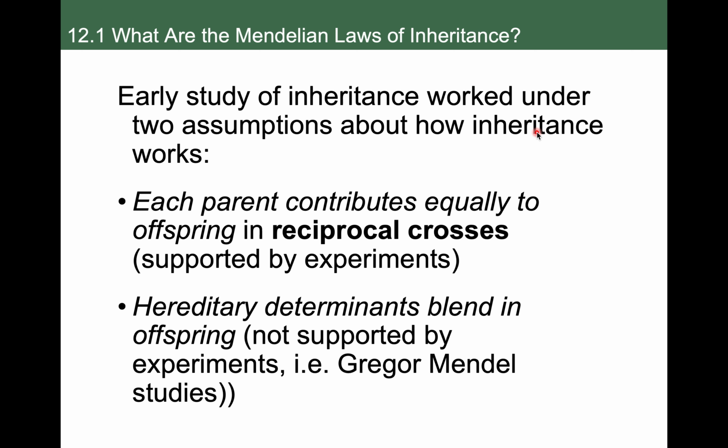And what he was really trying to test was some of these basic assumptions at that time, mid 1800s, basic assumptions of how inheritance worked. So one was that each parent contributed equally to the next generation, and that idea was supported by his experiments. The second kind of long held belief was that these hereditary determinants, which now we would call genes, that idea wasn't around back then, but these determinants were kind of somehow blending together in the offspring.